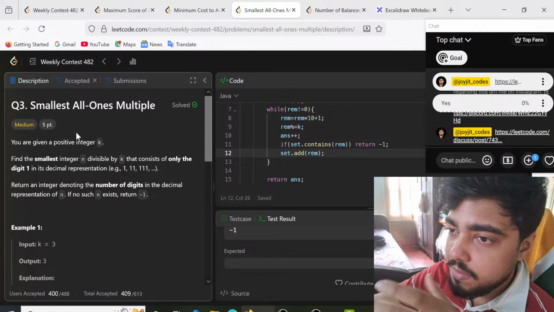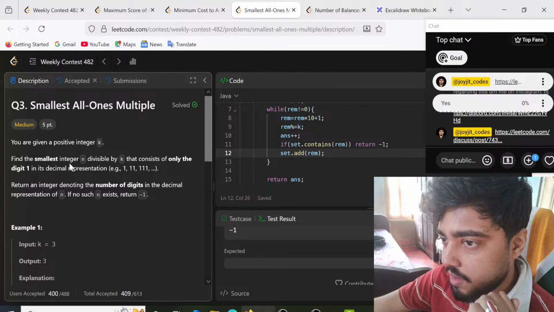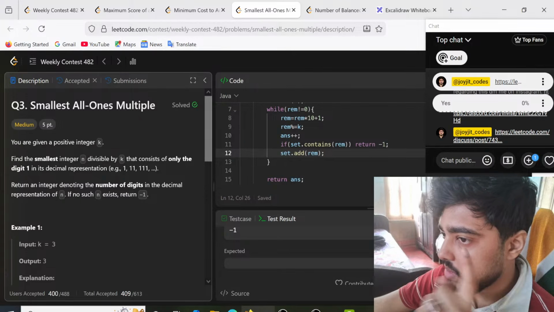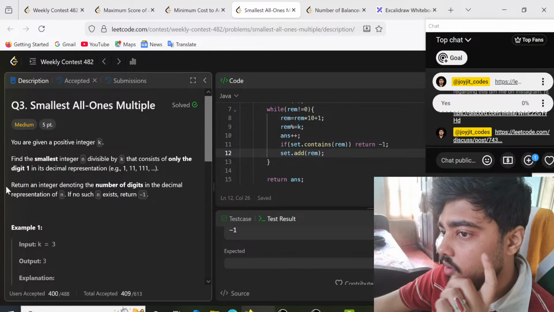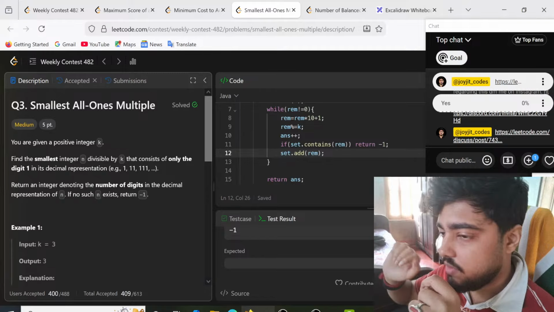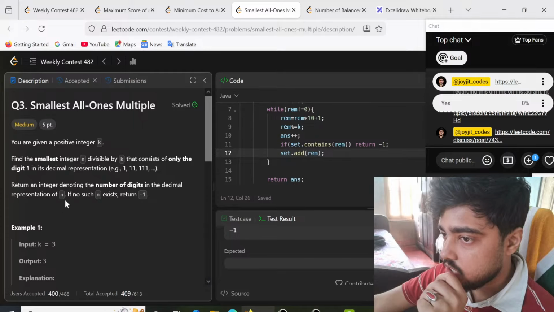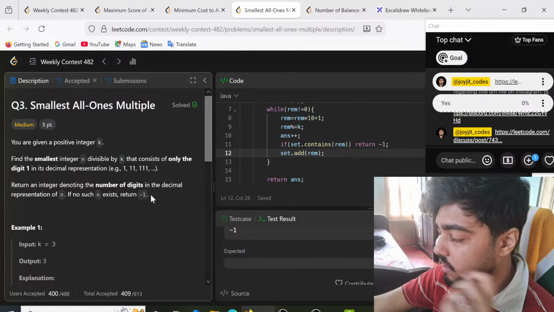So let me just explain the question. You're given a positive integer k. Find the smallest integer n divisible by k that consists of only the digit 1 in its decimal representation. So it is like 1, 1, 1, 1, 1, 1, 1, 1. You have to return an integer denoting the number of digits in the decimal representation of n. If no such n exists, return minus 1.